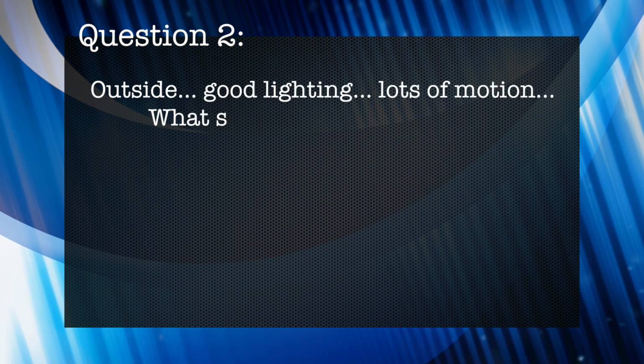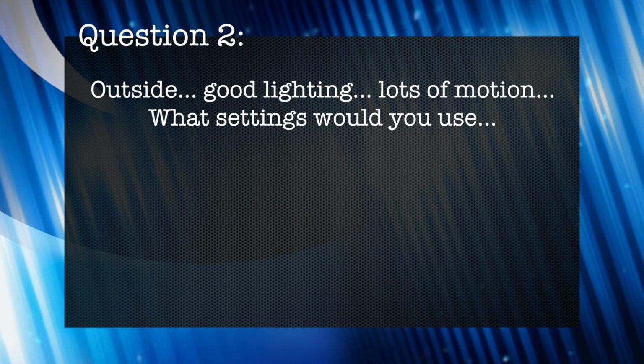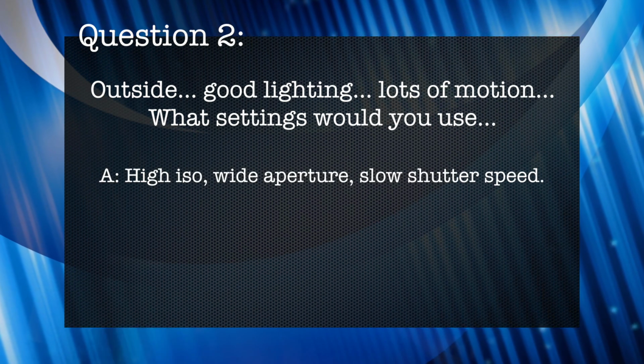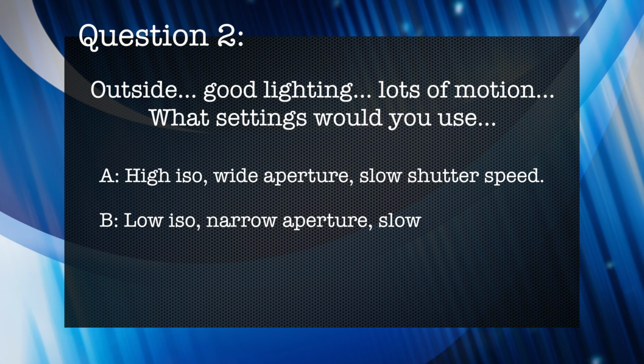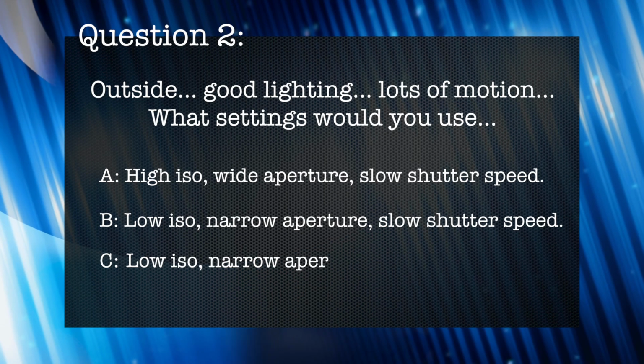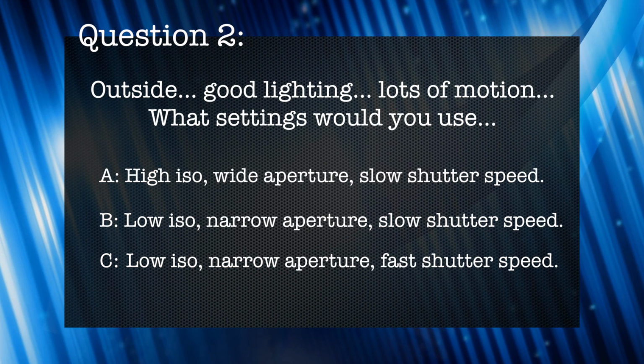Question 2. How about you want to shoot your kid's soccer game? You're outside, the sun is shining, and the kids are moving fast. Do you choose A. High ISO, wide aperture, slow shutter speed? B. Low ISO, narrow aperture, slow shutter speed? Or C. Low ISO, narrow aperture, and fast shutter speed?